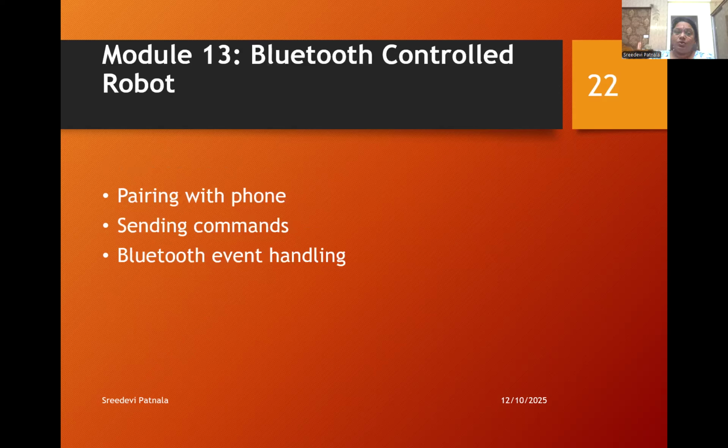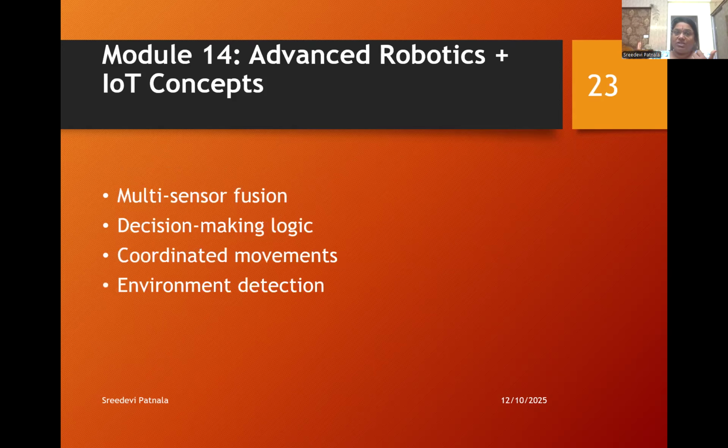Similarly, a Bluetooth controlled robot, pairing with a phone or sending commands, Bluetooth event handling, all of that you can also do with the mobile, along with your microbit and the hardware you bought for the sensors, IRs and motors. You can use the phone and control the robots as well.